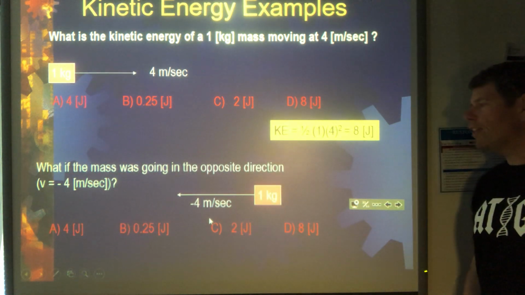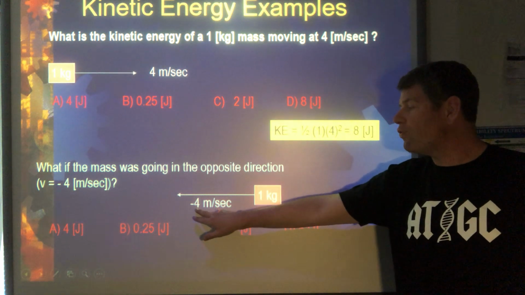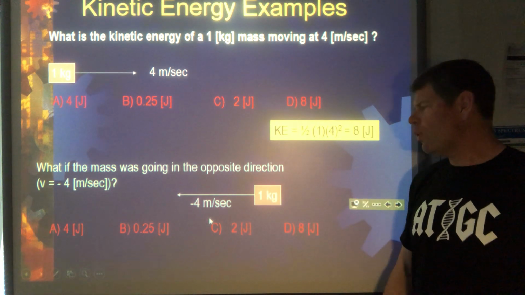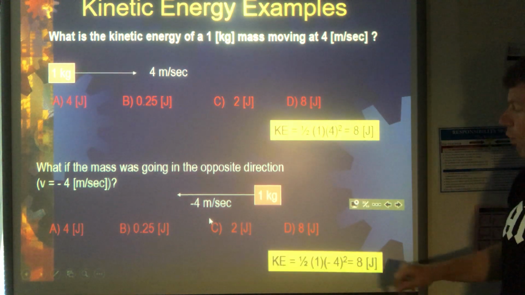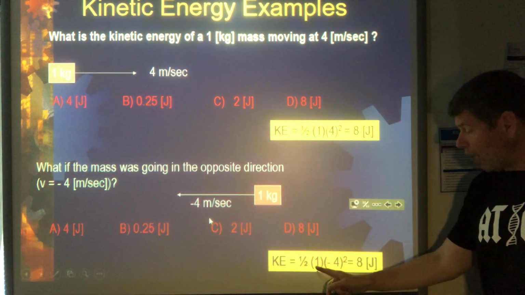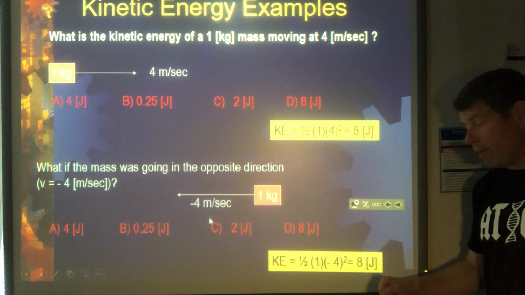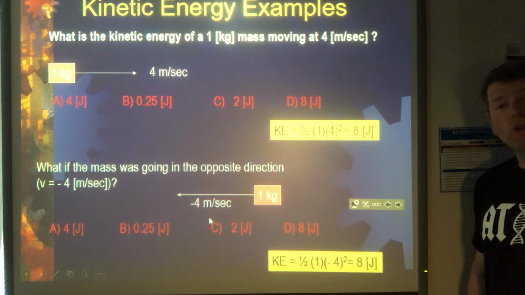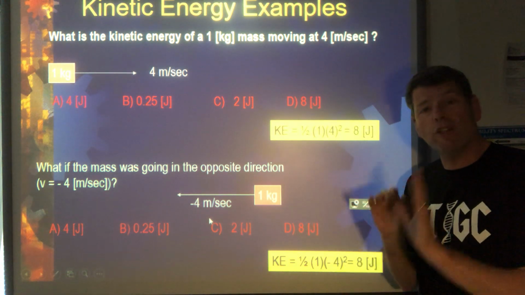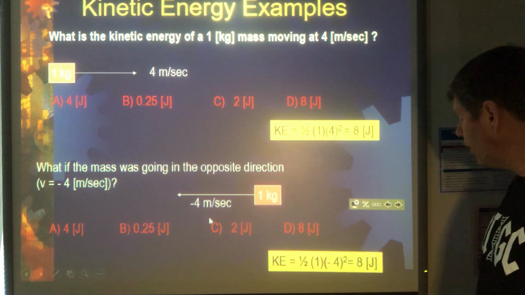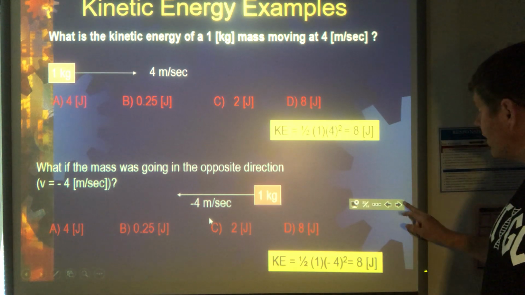But what if this mass was traveling in the opposite direction? Then we would have to give it a -4 meters per second for its velocity. Of course, the mass is a scalar, so that direction doesn't matter. So if we plug these numbers into the formula, we get 1/2 times 1 times -4 squared. The negative gets squared, which makes it a positive, so we get the very same answer. So guys, energy is a scalar term, and direction will not be important for these calculations. However, units will be important: joules for energy or kilojoules, as the case may be.